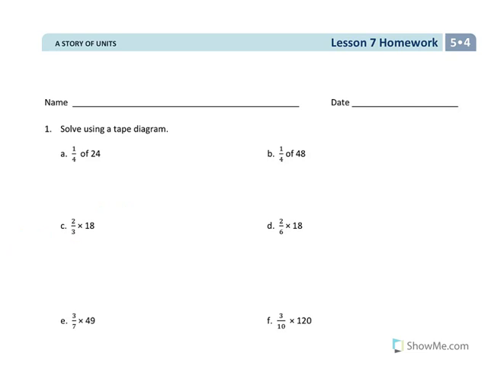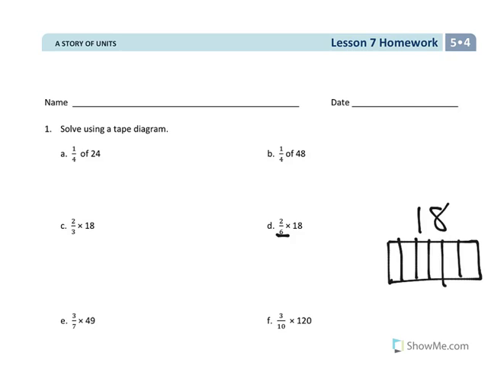Let's go ahead and look at D. D is 2/6 times 18. So if I have a tape diagram and it is 18, I see my denominator is 6, so that means I have to break this up into 6 pieces. So I'll be breaking 18 up into 6 pieces. There's 1, 2, 3, 4, 5, and 6.